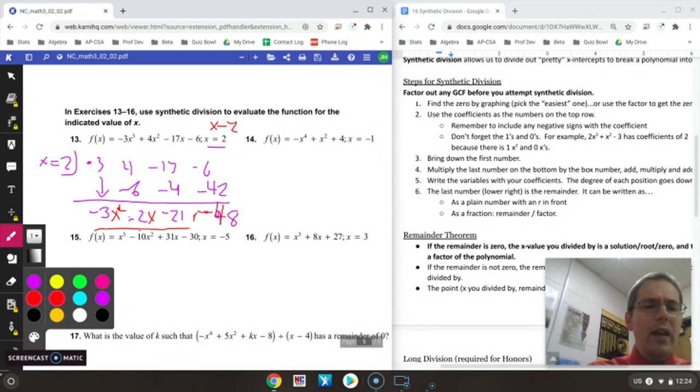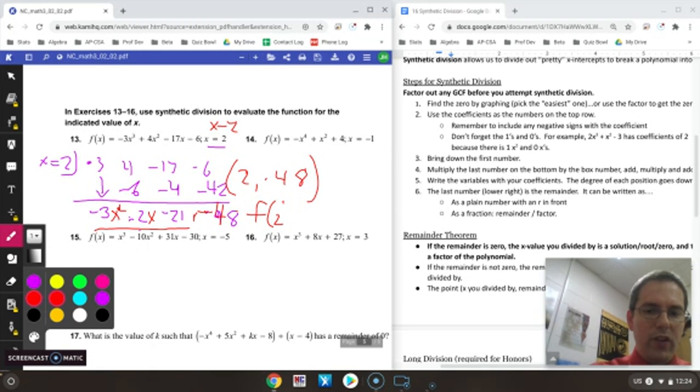Finally, since my remainder is negative 48, that does mean that the point 2, negative 48 would be on my graph. 2, negative 48 is a point on my graph. And furthermore, if I evaluate it by plugging a 2 into that function, I would get an answer of negative 48. In fact, if you went and typed this equation here in Desmos and tried to substitute into a 2 or typed it in and did f of 2, you would get a value of negative 48.